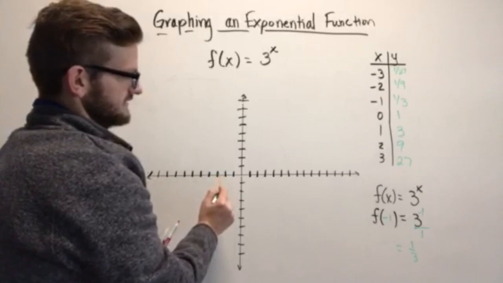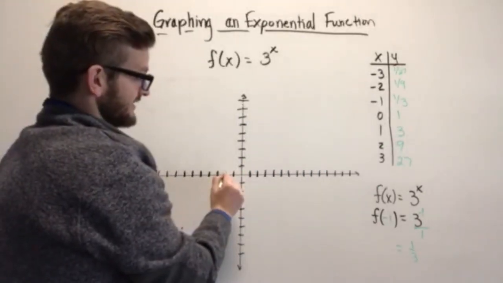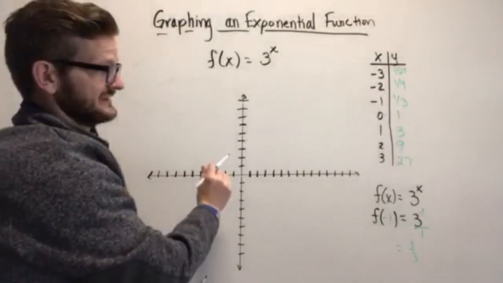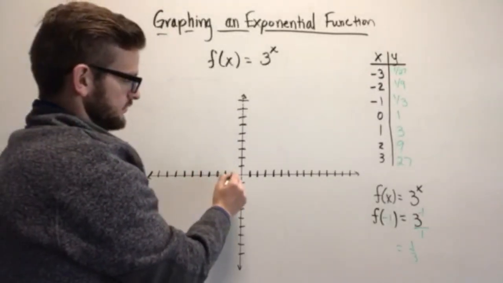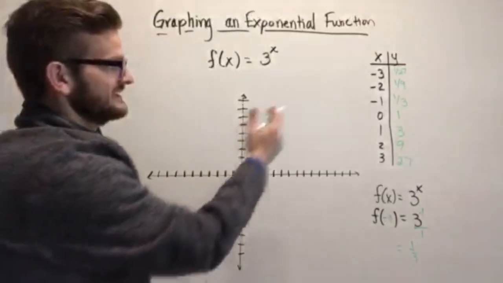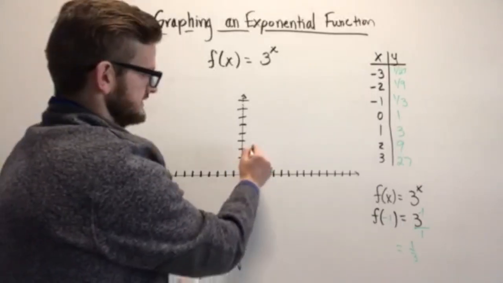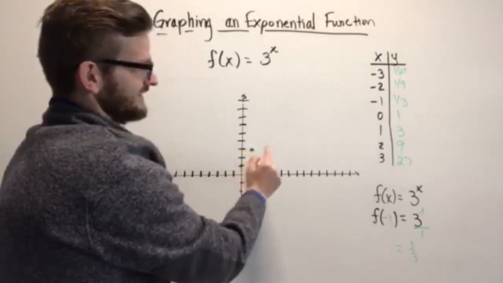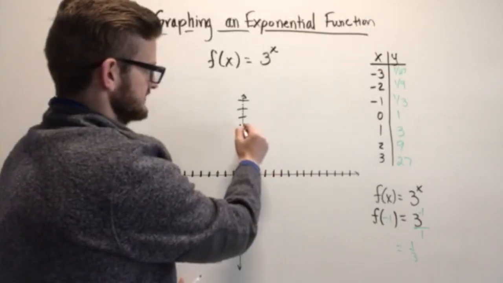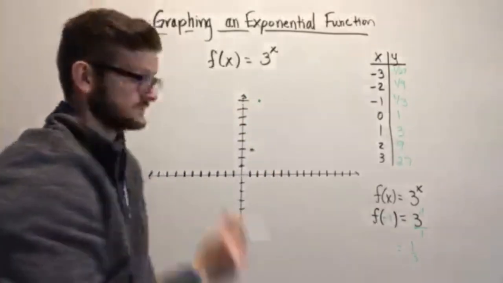Very small amount. If we look at -2 and 1/9, like very small amount, but we're going up just a little bit. And then -1, 1/3. That one's a little easier to eyeball. 0, 1. 1, 3. 2, 9. 3, 4, 5, 6, 7, 8, 9. And that looks like the last one that we can do.